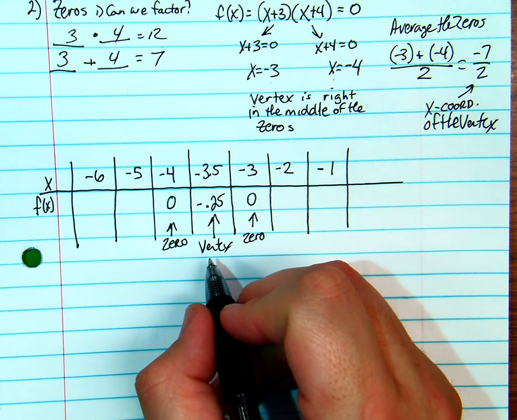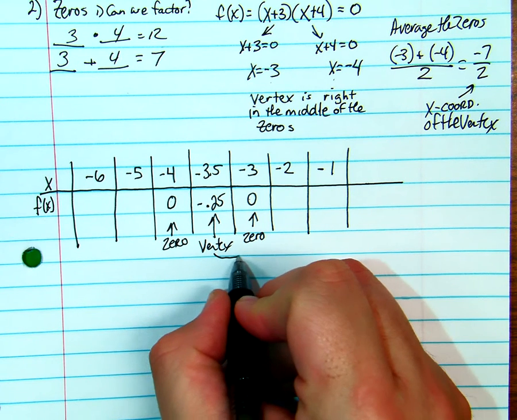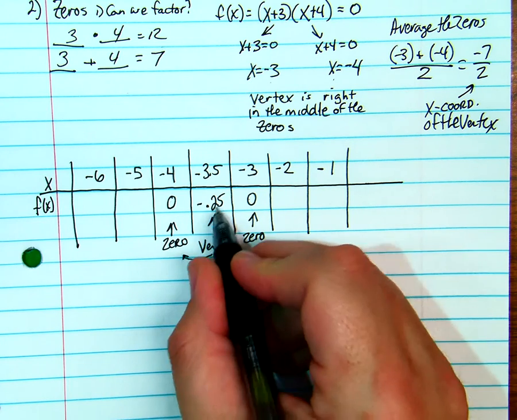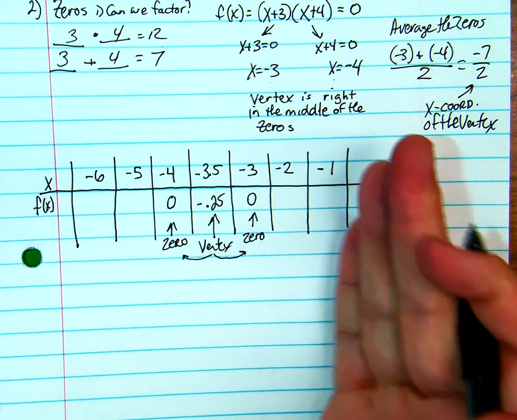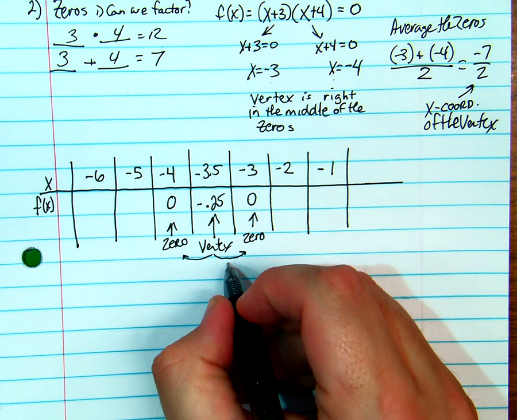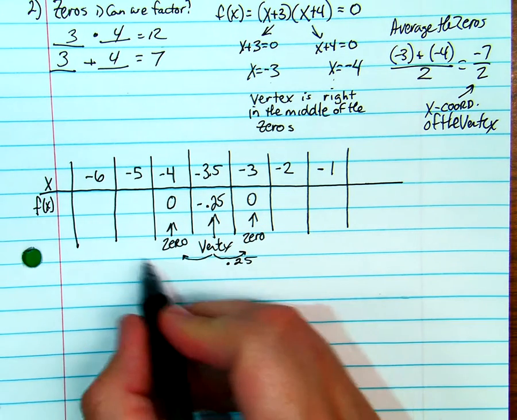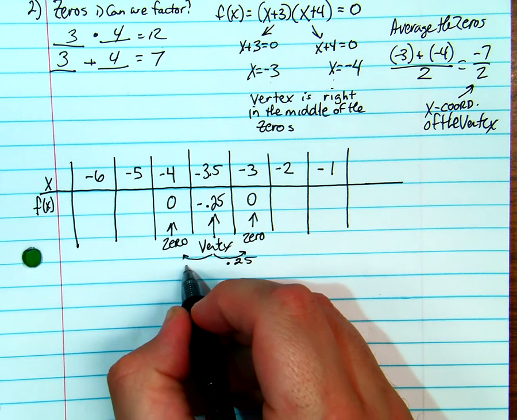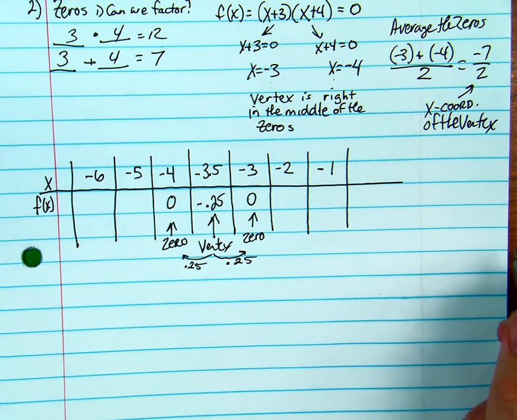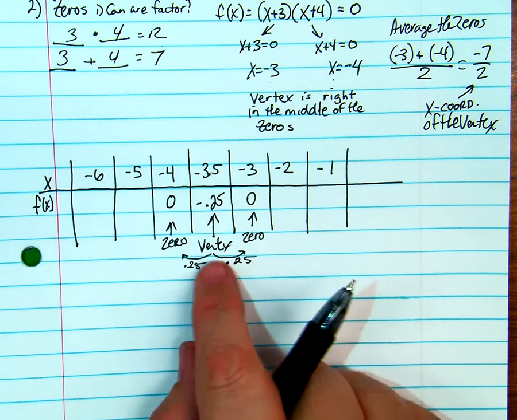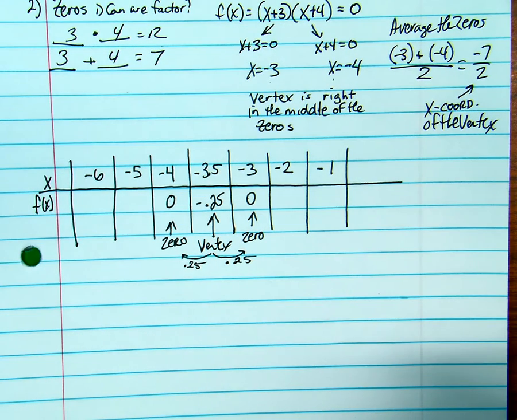If I'm going from the vertex here to here, how much am I going to the right? 0.25 to the right. How much to the left? 0.25. To get from negative 0.25 to 0, I have to go 0.25. But was it 2.5 or? That was just to get from, if I was working here.